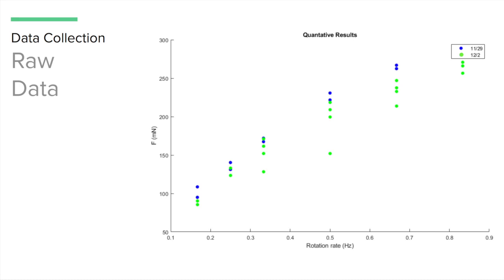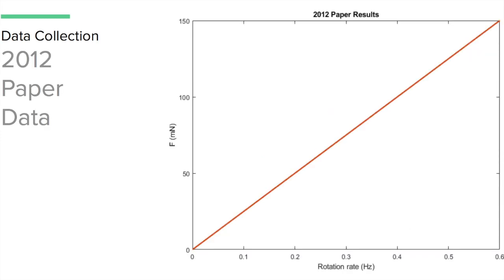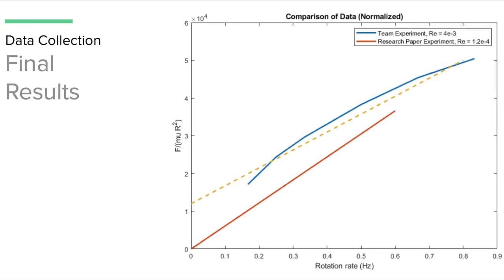We collected data on 2 days. First day, we ran the experiment 3 times, and on the second day, 4 times. We are pretty happy with the consistency of the data, so let's move forward to the data analysis. The paper included a graph of force relative to rotation rate and showed that there is a linear relationship and that the force is 0 when rotation rate is 0. And here is our data.